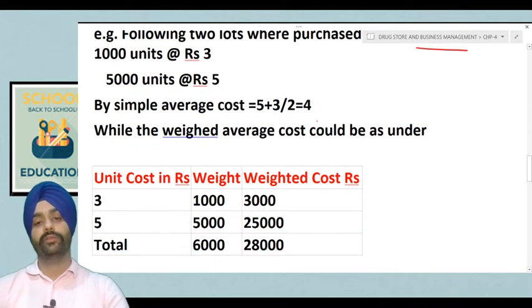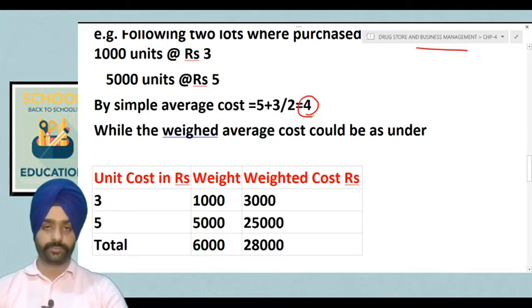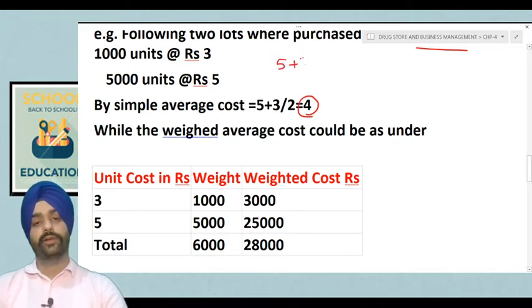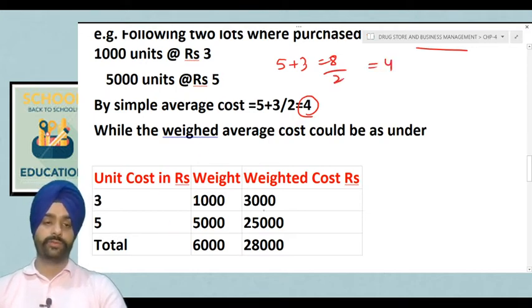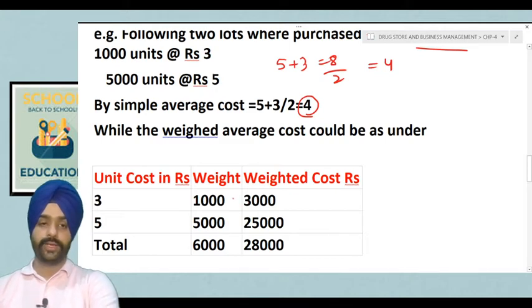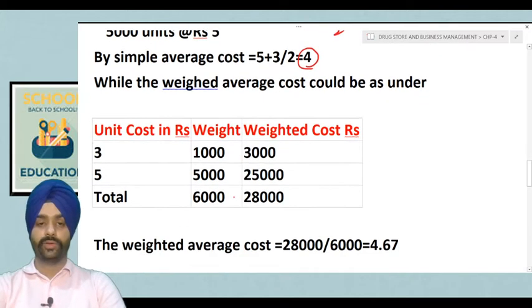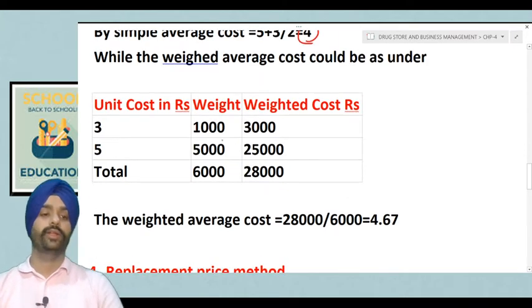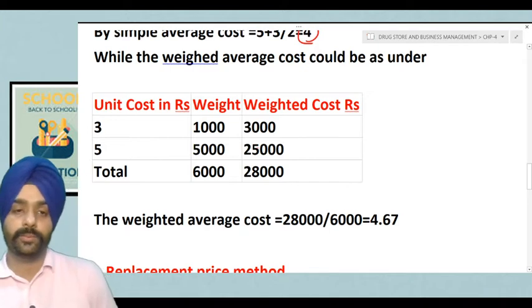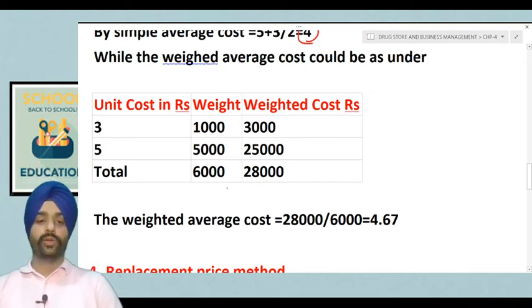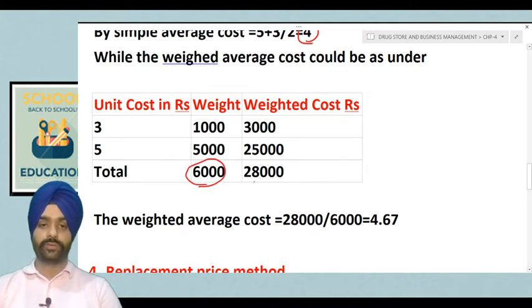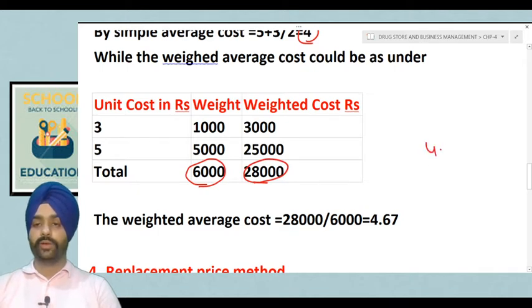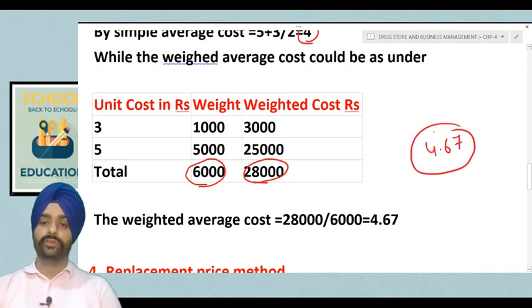Now the simple average cost will be rupees 4. If we just consider the cost, 5 plus 3 equals 8, divided by 2, is 4. While the weighted average cost will be, see here, at rupees 3, 1000 items, they were 3,000, and then at rupees 5, there were 5,000 items, so they are of 25,000 rupees. A total of 6,000 items with a total cost of 28,000 were purchased. So when we divide 28,000 by 6,000, we get cost per unit to be 4.67. So this is the benefit of weighted cost.